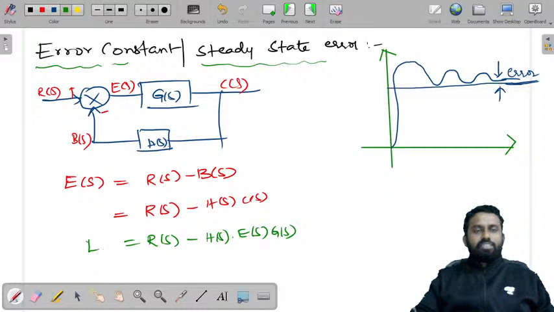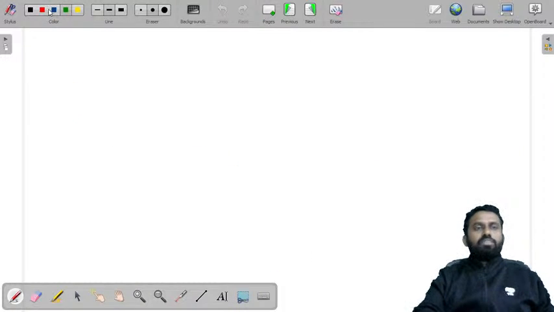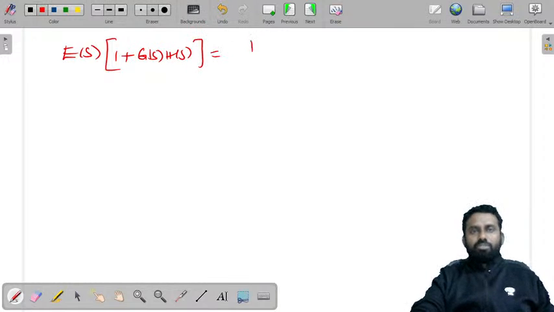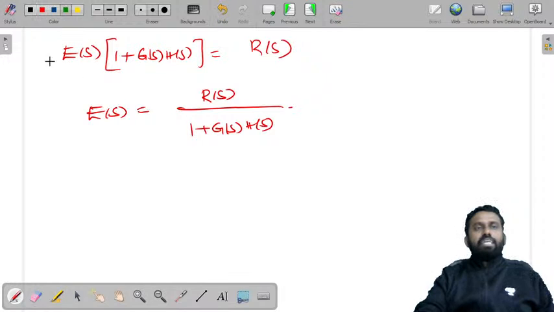You can take E of s terms to one side, that is E of s plus H of s into E of s into G of s is equal to R of s. Now take common E of s from this. E of s into 1 plus G of s into H of s is equal to R of s. So E of s is equal to R of s by 1 plus G of s into H of s. This is one of the questions that is asked. A problem is generally asked on this topic. So let's first discuss that theoretical part.